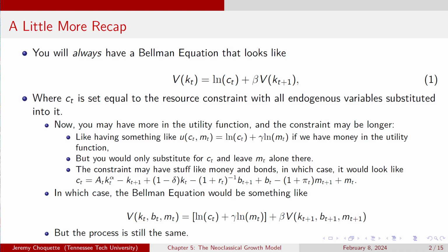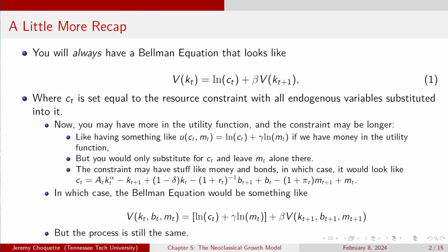So when you have your optimization problem that you need to solve, and you set up a Bellman equation, it's always going to look like what you see in equation 1. It's going to be V of k_t equals the natural log of c_t plus beta times V of k_{t+1}. And then c_t is set equal to that resource constraint that you have with all the endogenous variables substituted into it.